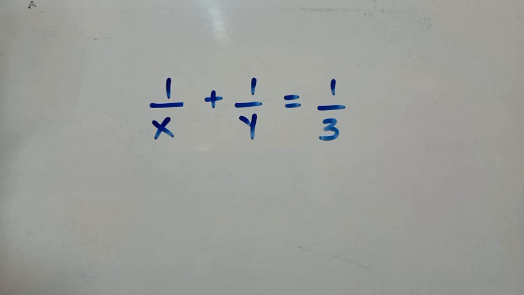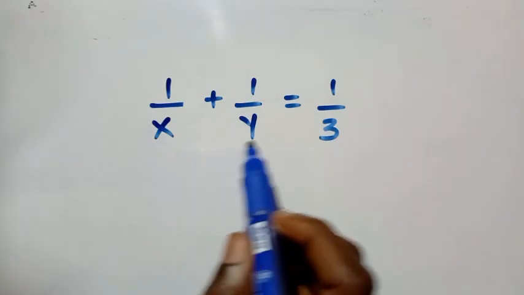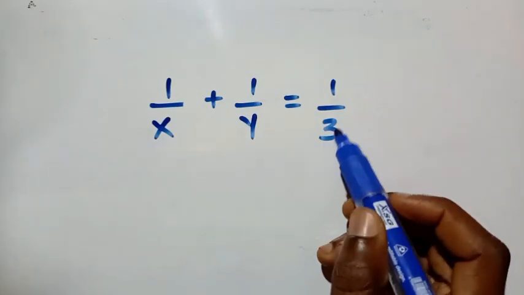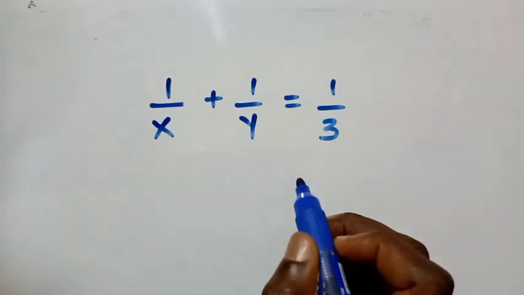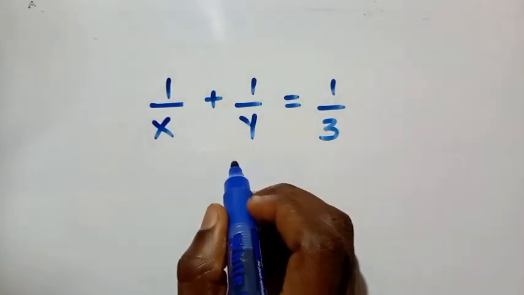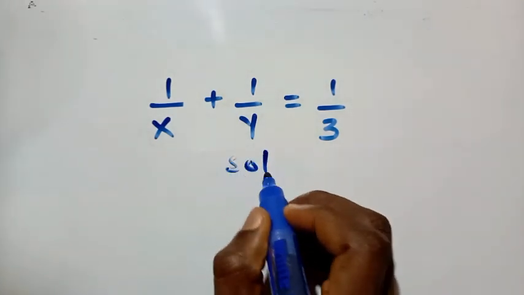How to solve these nice algebraic equations? We have the fraction 1 over x plus 1 over y equals 1 over 3, and we want to find the values of x and y. Let's see the solution from here.